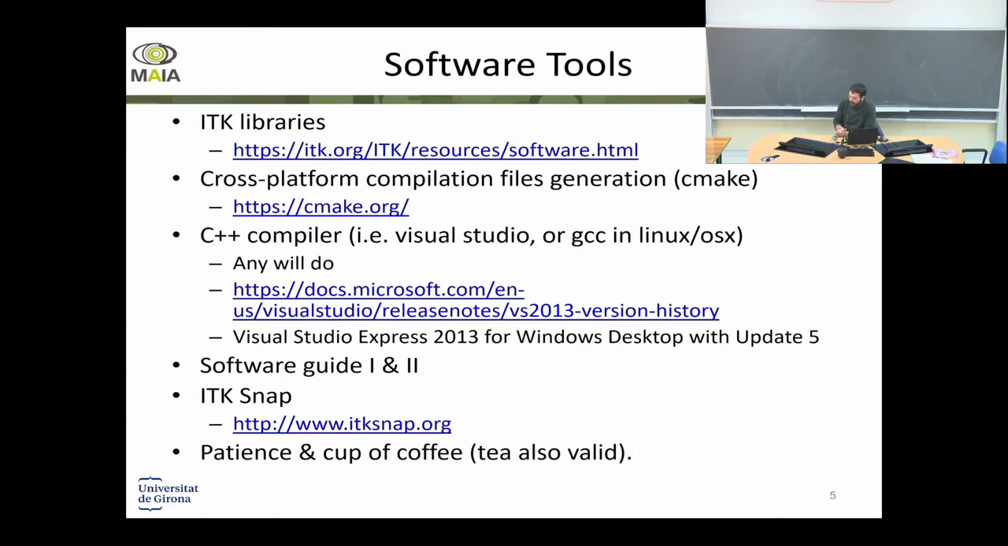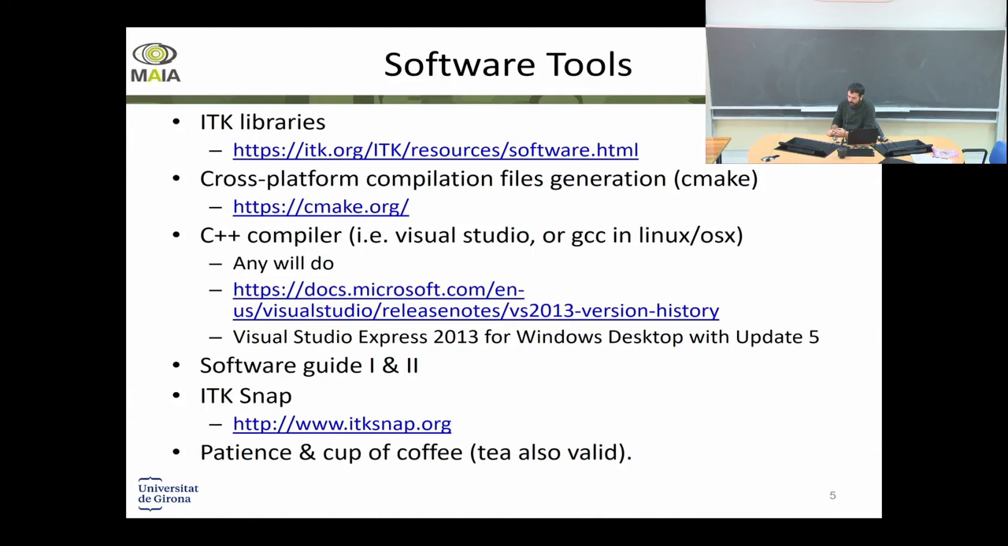So we'll download the ITK libraries. We'll also download a tool which allows you to do cross-platform compilation of files. This is called CMake, so we have to download CMake as well. You need a C++ compiler, as I said at the beginning. So you have Visual Studio, GCC, or anything in Linux, or OS X. Any will do.